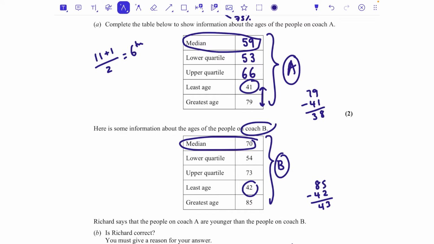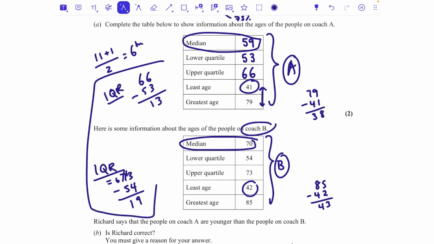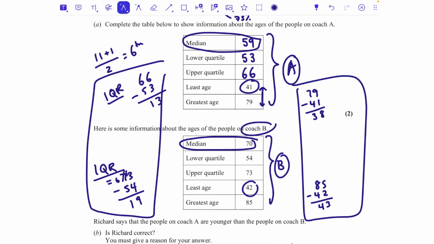Let's just check the quartiles as well. So if I wanted the interquartile range, the difference between the upper quartile and the lower quartile for coach B, 73 take away 54. So 13 take 4, that's going to be 9. 6 take 4 is 1. So I've got 19 there. And same with coach A, 66 take away 53, upper quartile take away lower quartile is 13. So again, that's smaller. So it doesn't matter which one you use here. You can use the interquartile ranges, or you can use the ranges, and we're going to get the same answer either way. Coach B is a bigger number in both cases.